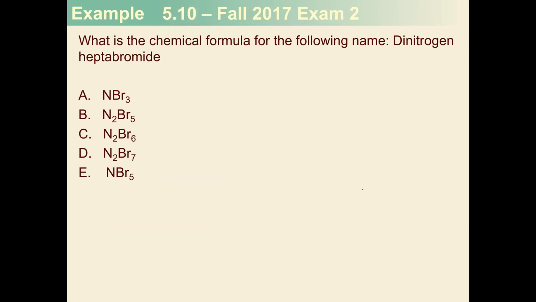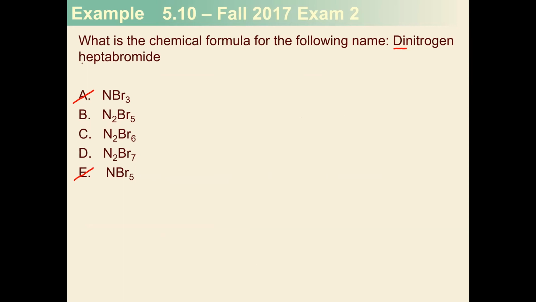Let's try this example. This is an example from the fall of 2017. What is the chemical formula for the following name? Dinitrogen heptabromide. So let's look at the dinitrogen part first. The di prefix, meaning that there must be 2. So that would get rid of answers A and E.